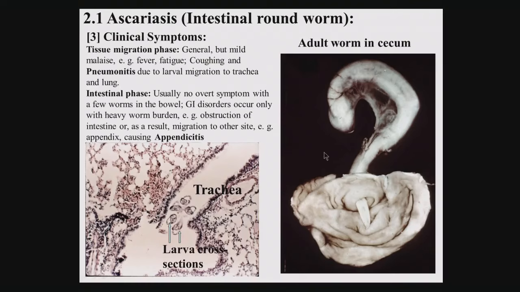If you have hundreds of worms, you may be in trouble because it's too crowded, and then they will move to other locations like the cecum. Then you have inflammation, and you may need to undergo surgery. If your intestinal tract is blocked by dozens or hundreds of worms, you may have to undergo surgery to remove them. But that's very rare.